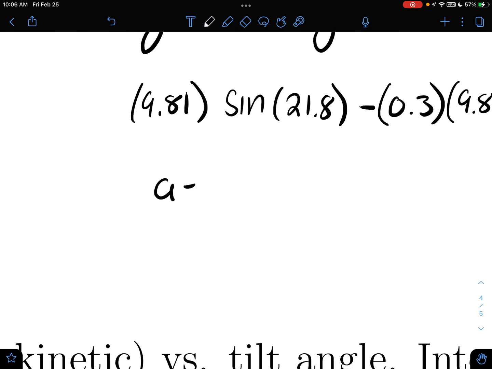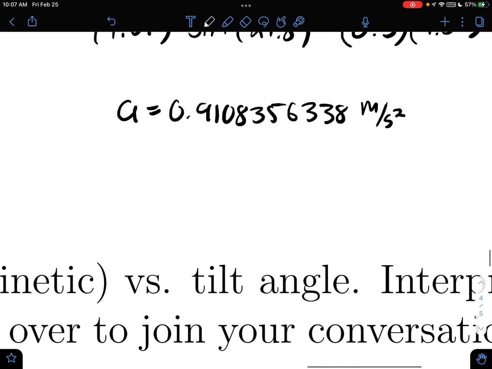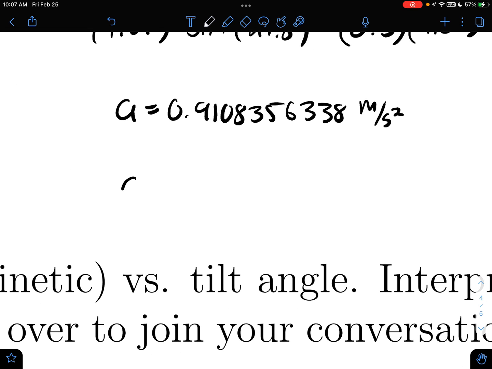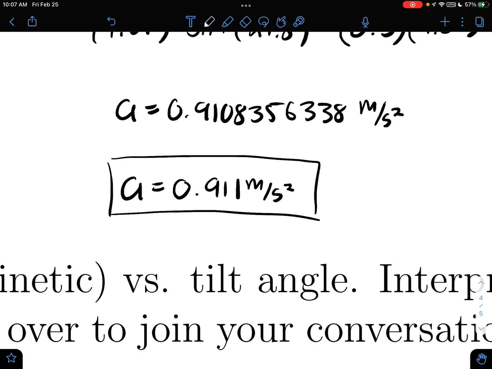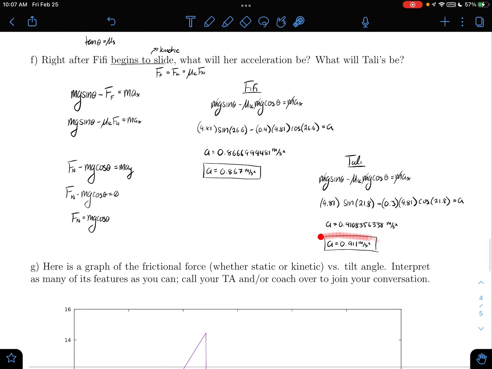So that's going to work out to be about 0.91083563338 meters per second squared. And rounded for sig figs, 0.911 meters per second squared. There's our acceleration for Tolly, which again makes sense, as Tolly's going a little faster because she has a lower coefficient of kinetic friction.